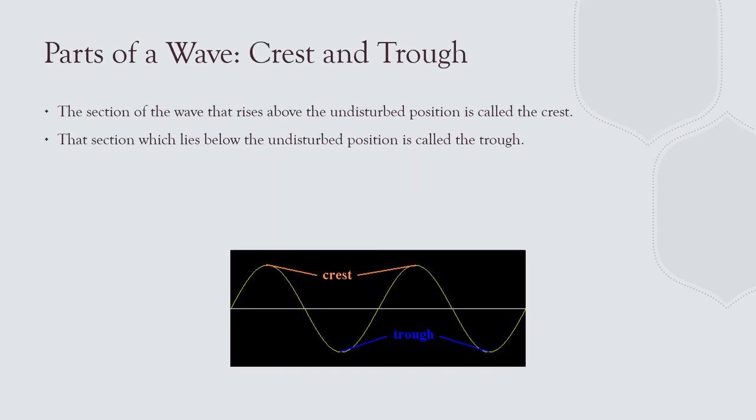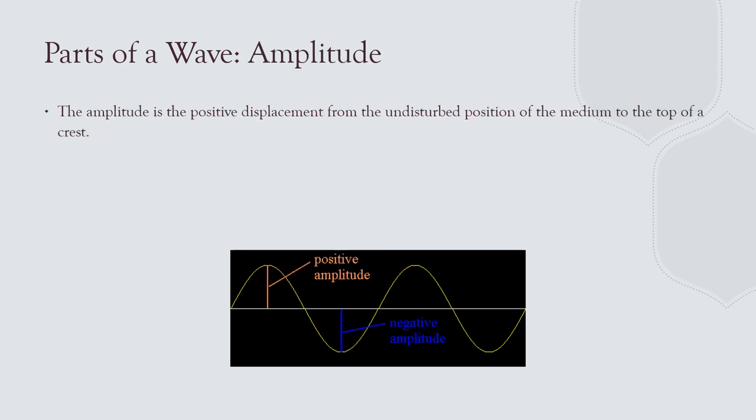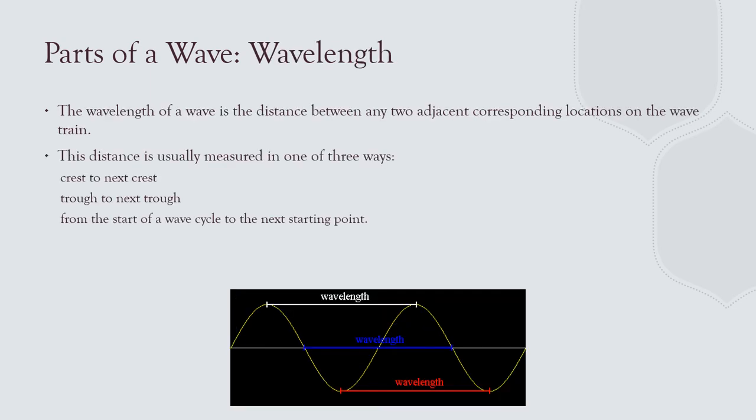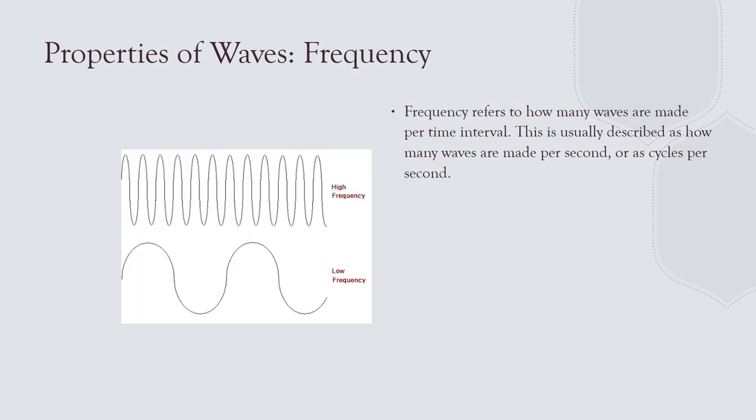The parts of a wave: the top of the wave is called the crest. The lowest portion of the wave is called the trough. The amplitude is how high the wave is above resting area. Baseline's the resting area. You can have positive amplitude or negative amplitude. Wavelength is the distance between two waves. The frequency is how many waves pass every second.